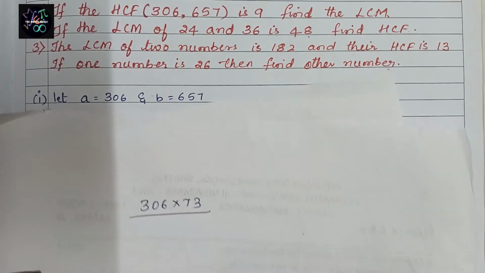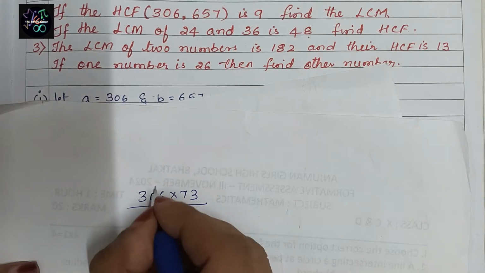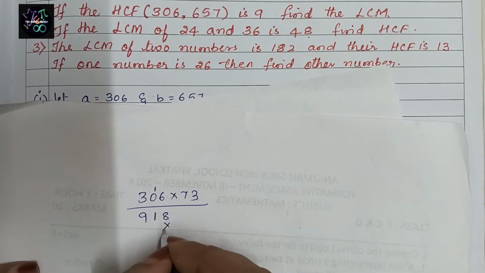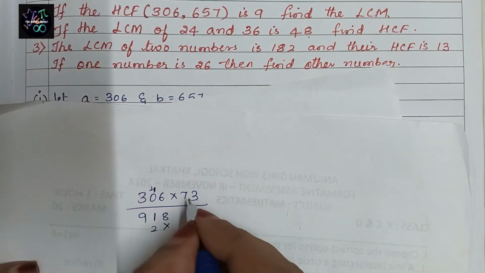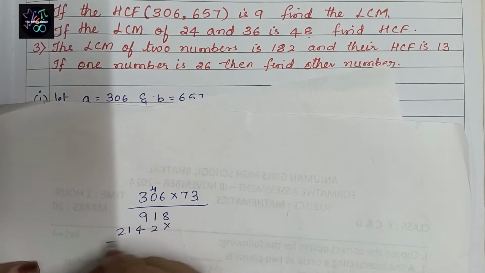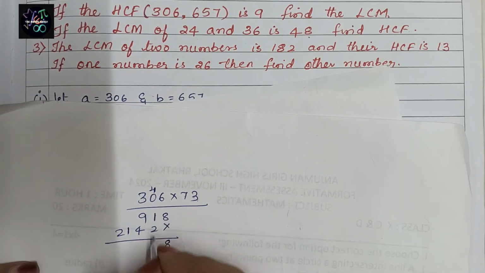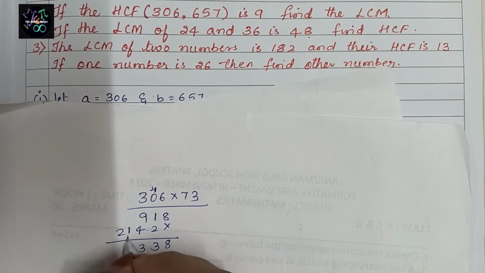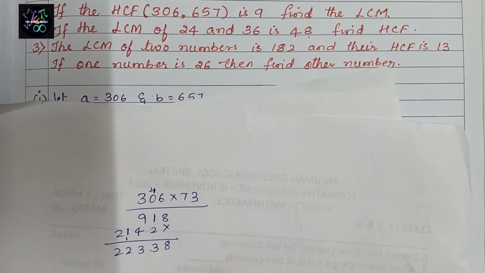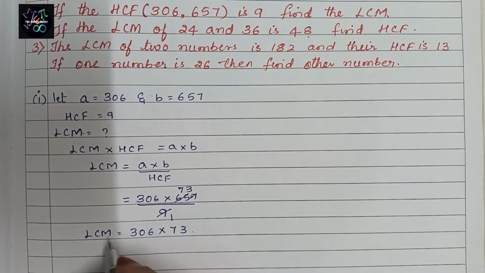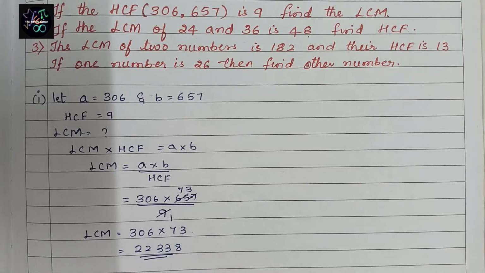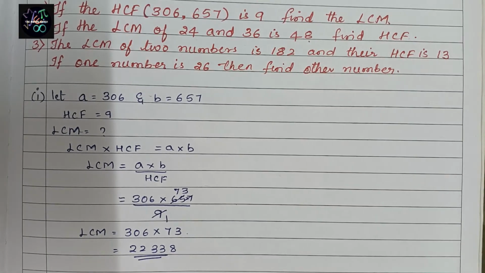3 sixes are 18, 3 zeros are 0, 1 as it is, 3 threes are 9. 7 sixes are 42, 7 zeros is 0, 4 as it is, 7 threes are 21. And the answer is 22338. 22338 is our LCM. So the first question we have solved.